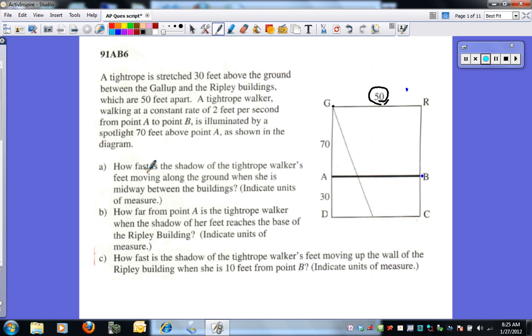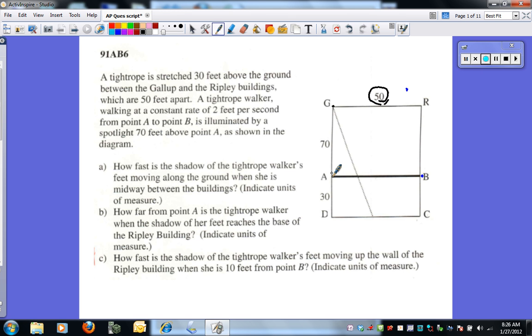Part A: how fast is the shadow of the tightrope walker's feet moving along the ground when she is midway between the buildings? Indicate units of measure. Okay, well before we do that, I'm going to label my diagram a little bit. You might look at this and think, okay, I see a triangle, so you might think Pythagorean theorem, or trig. There's no angle given, there's no theta, there's nothing like that. So trig is probably out.